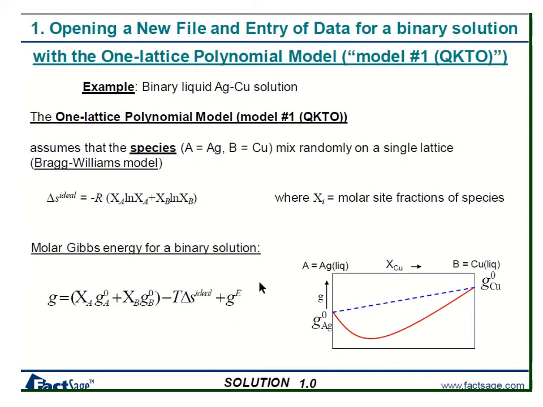When this excess parameter becomes 0, we call it an ideal solution. When the excess parameter GXS is omega XA XB, we call it a regular solution. If it is more complex than the regular solution format, we call it a general solution. For example, look at the Gibbs energy of the Ag-Cu binary liquid solution. This is the pure Ag liquid Gibbs energy, the pure Cu Gibbs energy, and this Gibbs energy curve is made by the ideal entropy term with temperature, and the excess Gibbs energy term.